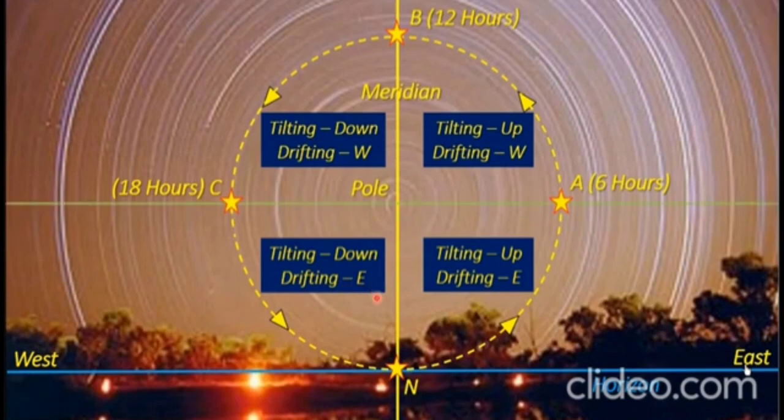So to summarize, from November to Alpha, tilting will be upwards, drifting will be easterly. Alpha to Bravo, tilting will be upwards, drifting will be westerly. From Bravo to Charlie, tilting will be downwards, drifting will be westerly. And from Charlie to November, tilting will be downwards and drifting will be easterly. Our spin axis is going to follow this particular motion of the star day after day, completing one oscillation or one round in 24 hours, or in one day.